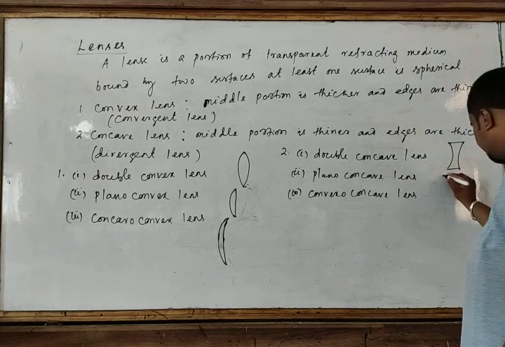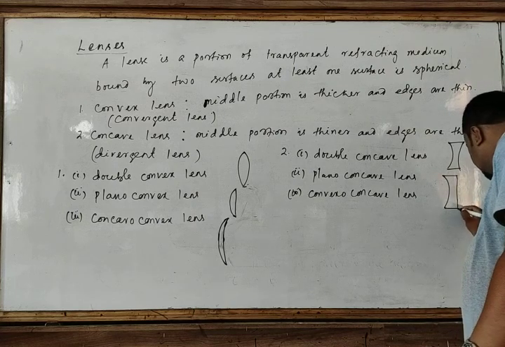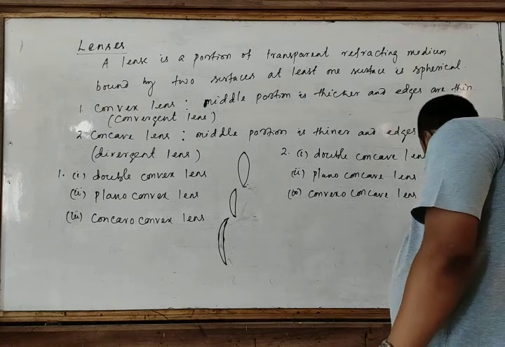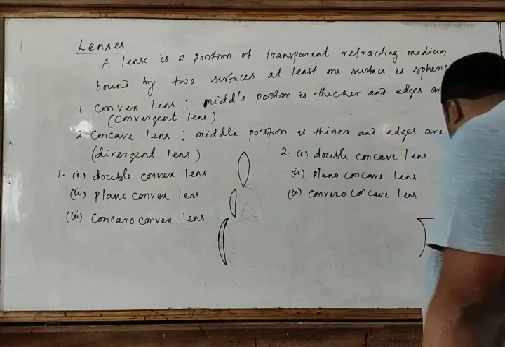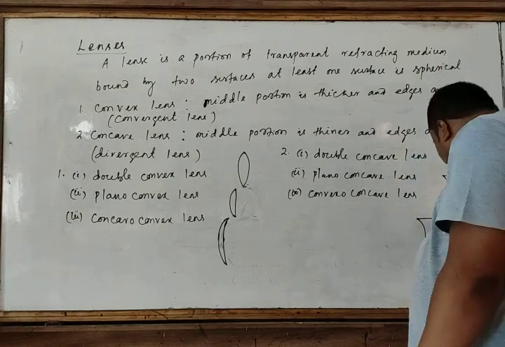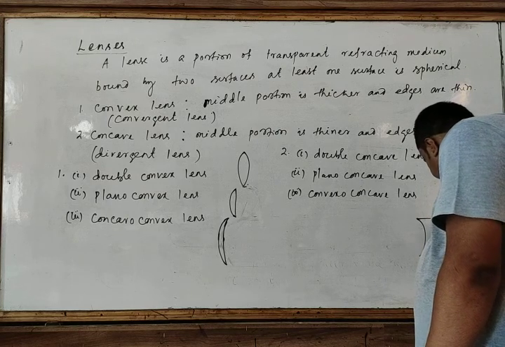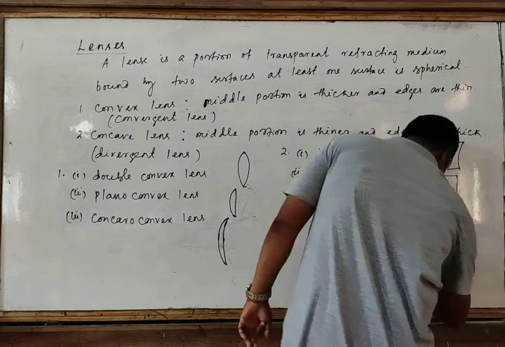Plano concave: this surface is a plane. Convexo concave: we will make the middle portion thinner, like this.